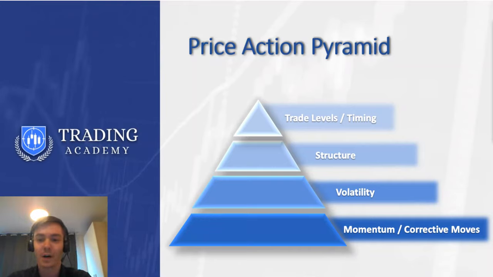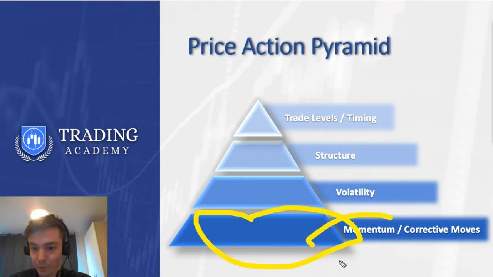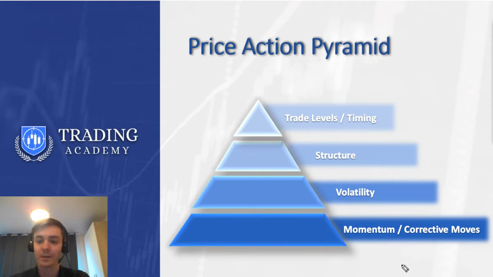So we will start with the first, let's say, stone of this price action method, and it is the price action pyramid. We have here the basement, and it is the momentum. Because of this first basement of the pyramid, we will choose the direction of our trade.